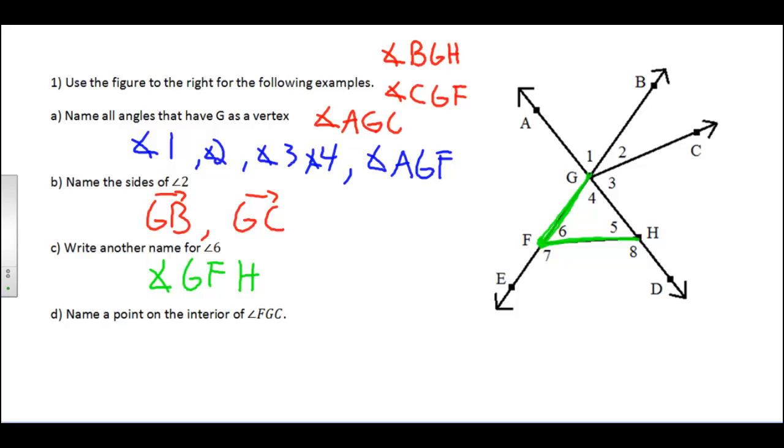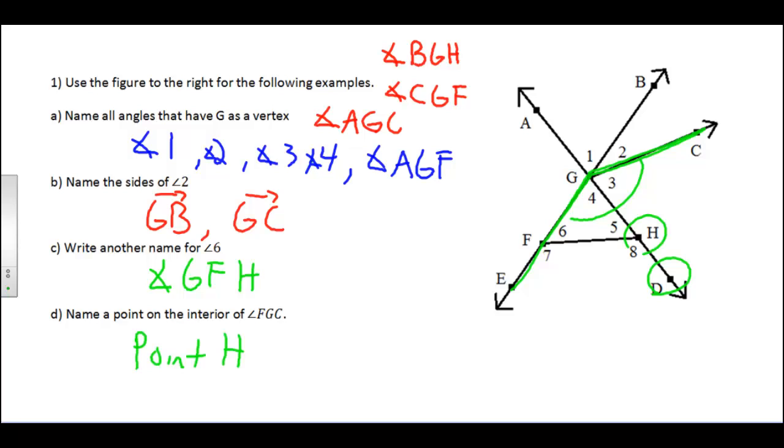And part D, name the point on the interior of angle FGC. When they refer to the interior of an angle, they're talking about something on the inside, as opposed to the exterior. So let's find angle FGC. FGC is referring to that angle right there. So on the inside of that angle, I have 2 choices. Those 2 choices would be point H or point D.